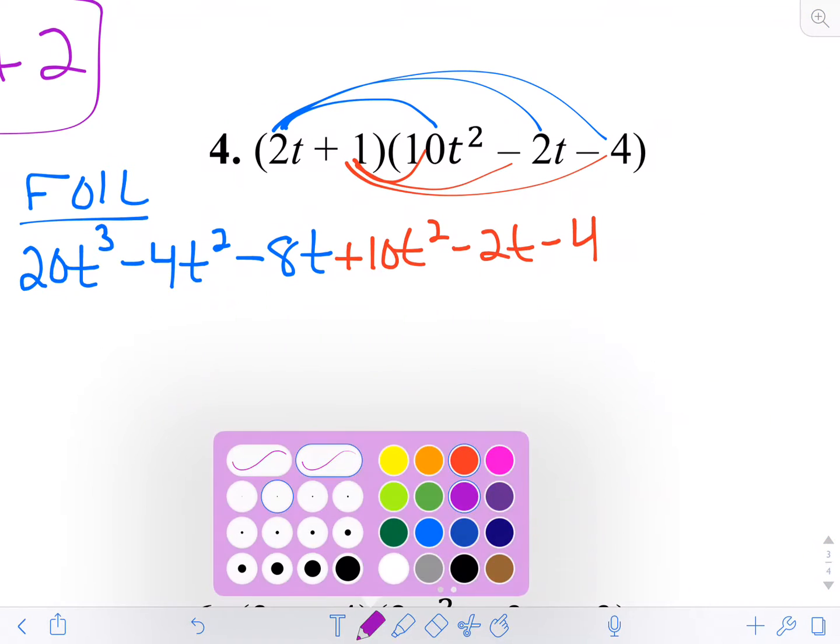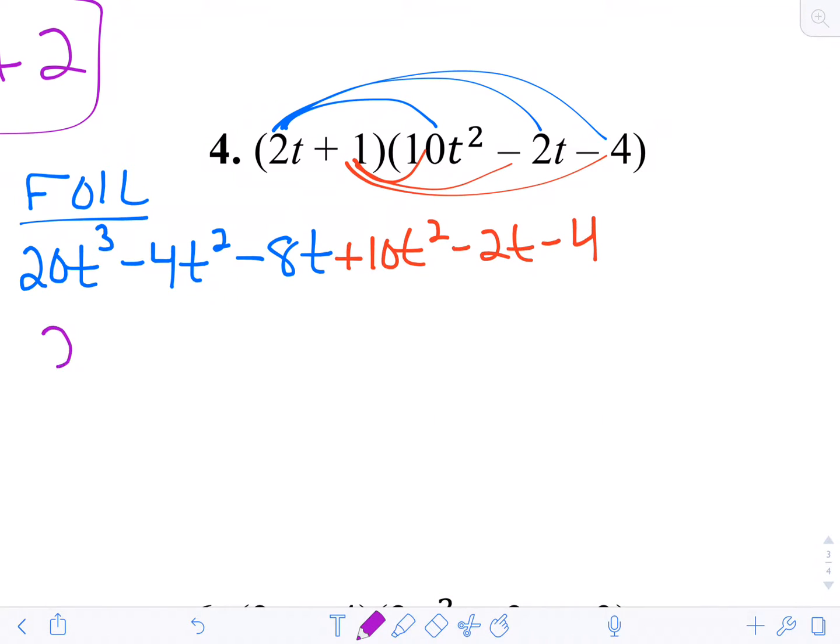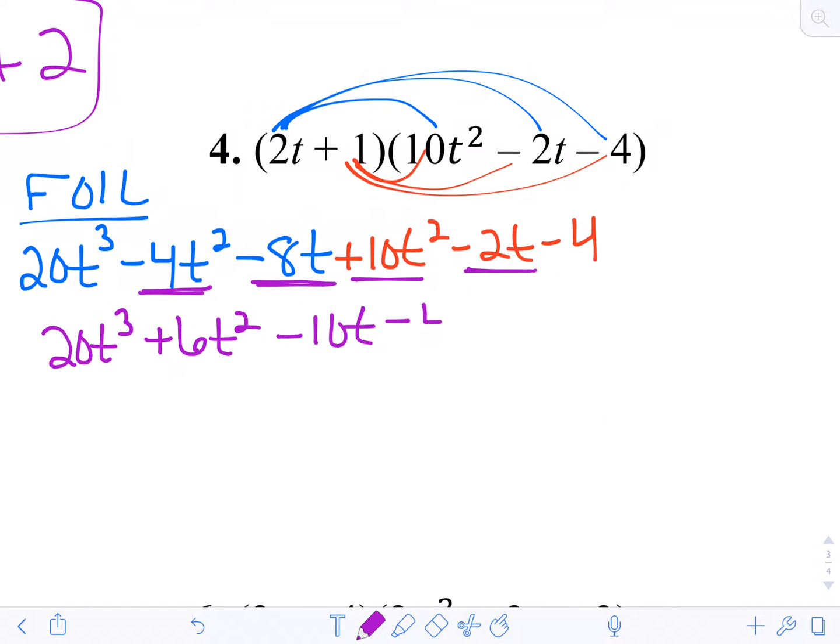And now we're going to combine like terms. 20t cubed, there's no other t cubes, so we're going to keep that there. Negative 4t squared and a 10t squared. Negative 4 plus 10 is 6, so plus 6t squared. Negative 8t and a negative 2t. Negative 8, negative 2 will give me negative 10t. And then you have a minus 4 hanging out by itself.